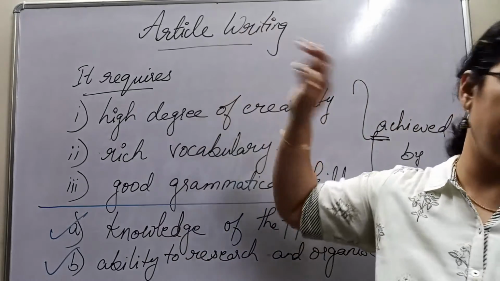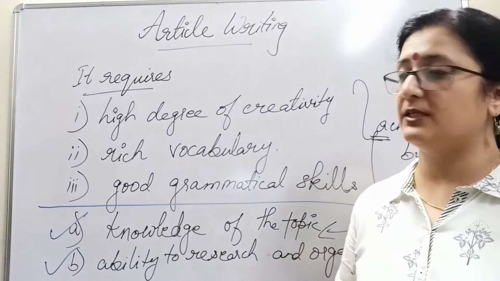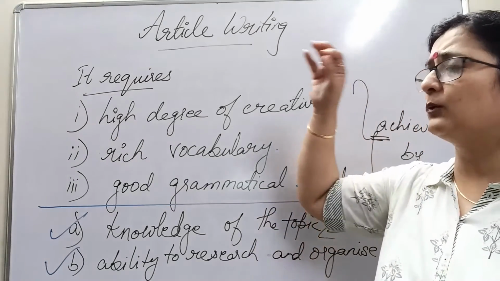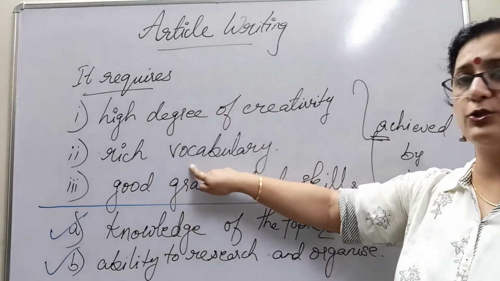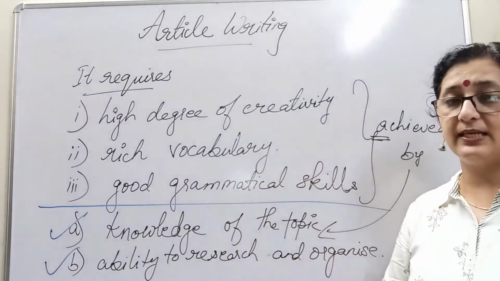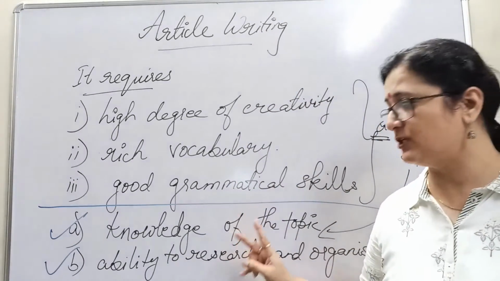An article is a piece of writing published in print or on the internet. Now, what is required for article writing? A high degree of creativity, a rich vocabulary, and good grammatical skills. And how are these achieved? They are achieved basically if we have these two things.